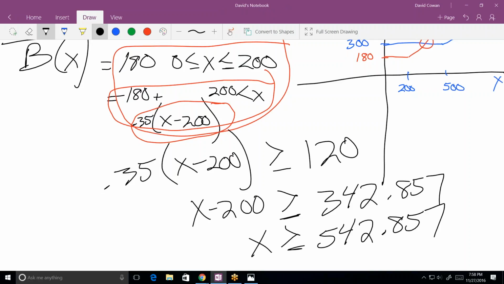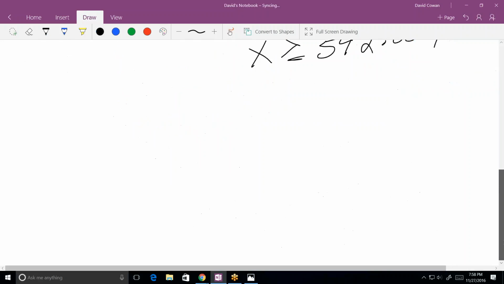Really problematic. Because when X is greater than 500, the cost of plan A is no longer 300 bucks. It's 300 plus. So re-examine this. We want to know where they're the same. Well, what do we have?